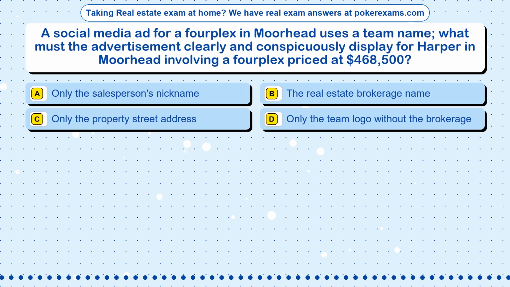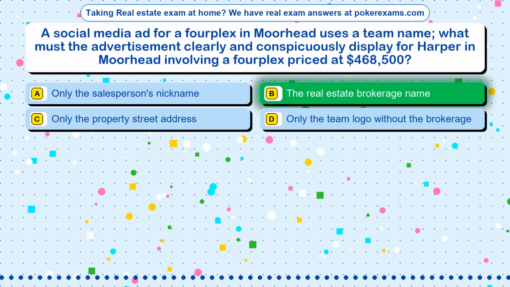Question 66. A social media ad for a fourplex in Moorhead uses a team name. What must the advertisement clearly and conspicuously display for Harper in Moorhead involving a fourplex priced at $468,500? Option A, only the salesperson's nickname. Option B, the real estate brokerage name. Option C, only the property street address. Option D, only the team logo without the brokerage.